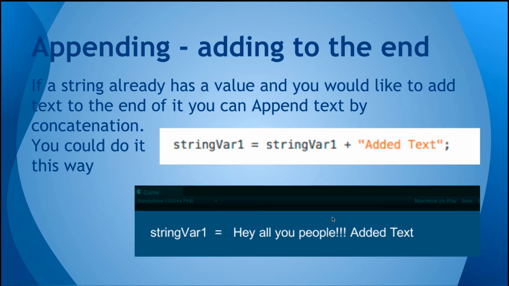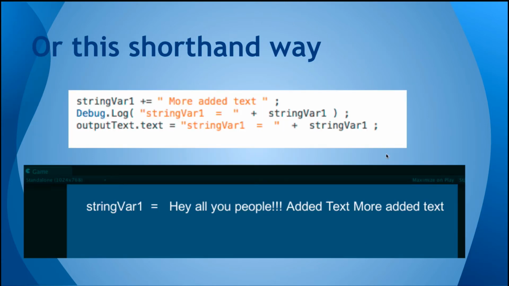Appending, adding to the end. If a string already has a value and you would like to add text, you can append text by concatenation. You can do it this way: string var1 equals string var1 plus added text. Or you can use the shorthand way: string var1 plus equals more added text.